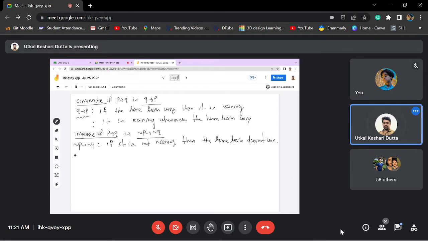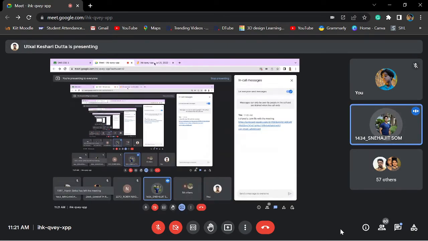Okay. Then come to contrapositive. The contrapositive of the given statement P conditional Q is, according to definition, negation Q conditional negation P. That is the statement we are going to find. That means negation Q conditional negation P. What will be this? Sir, if the home team does not win, then it is not raining.